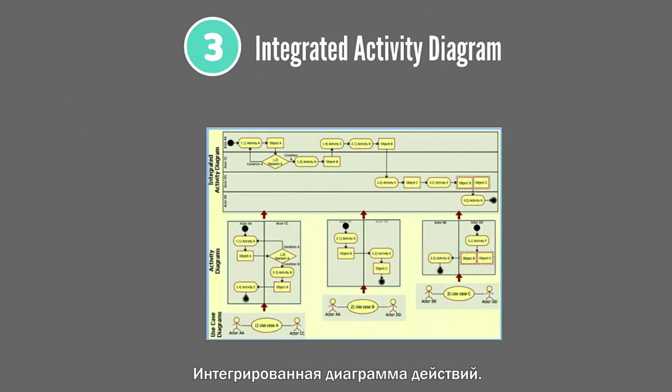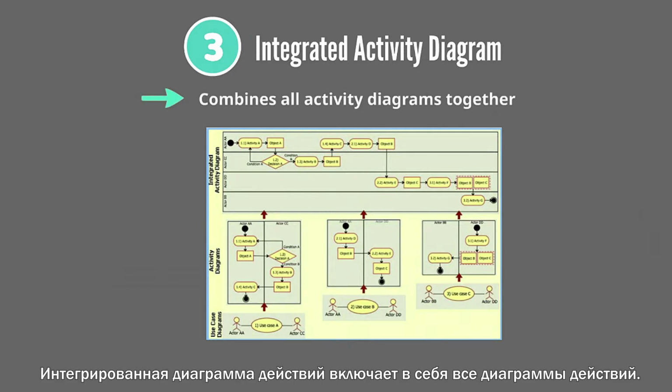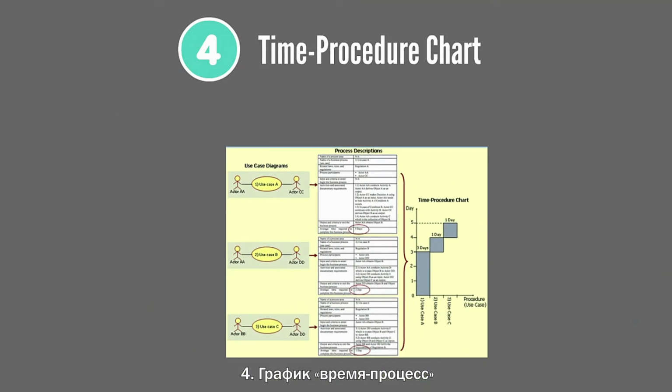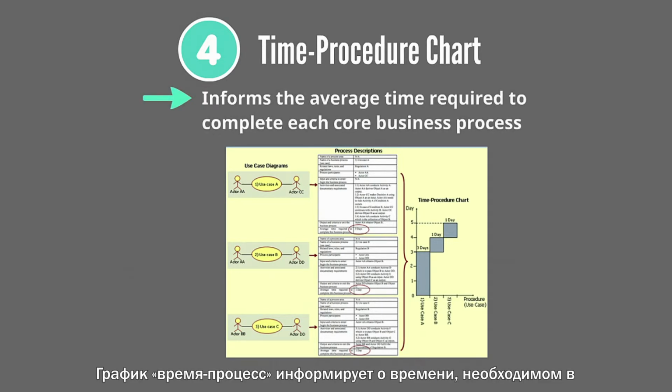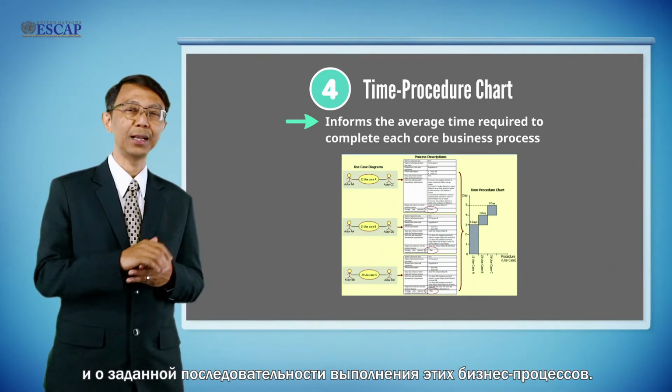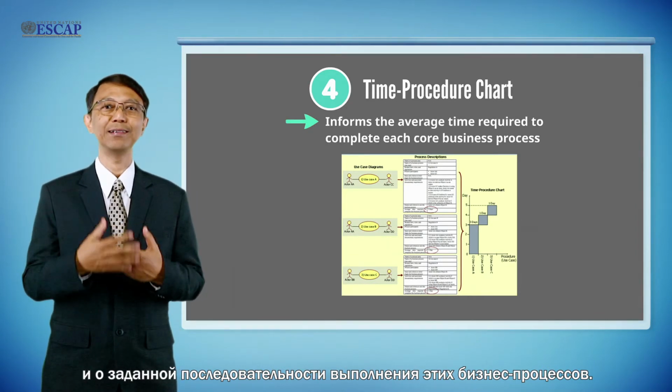Another set of deliverable is an integrated activity diagram. This integrated activity diagram is actually the information that combines all activity diagrams together. Fourthly, time procedure chart. A time procedure chart informs the average time required to complete each core business process and the sequential order in which all these core business processes are carried out.